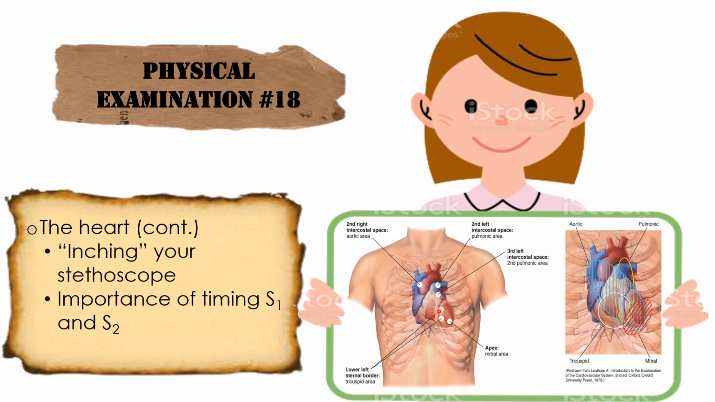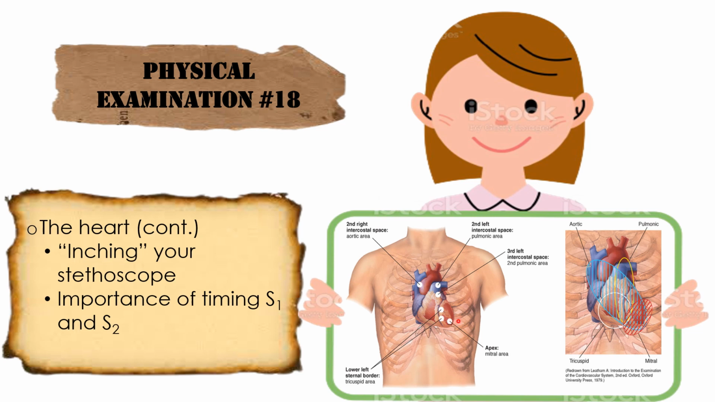You have to remember that at the base, S2 is louder than S1 and it may split with respiration. At the apex, S1 is usually louder than S2 unless the PR interval is prolonged. So you have to be careful in noting the intensities of S1 and S2. You will confirm each of these sounds and thereby correctly identify systole, the interval between S1 and S2, and diastole, the interval between S2 and S1.